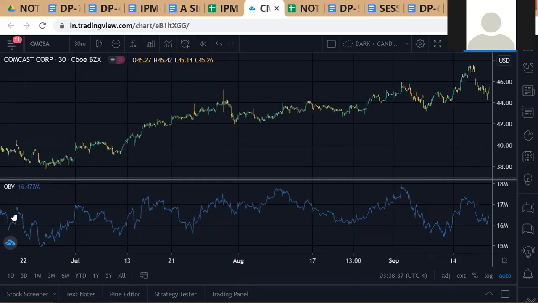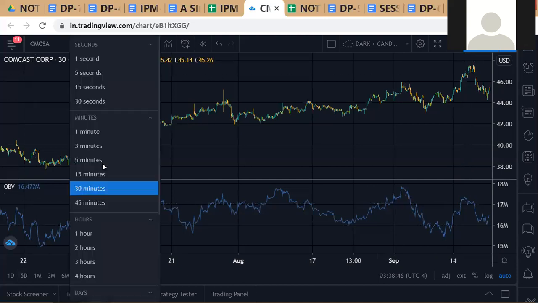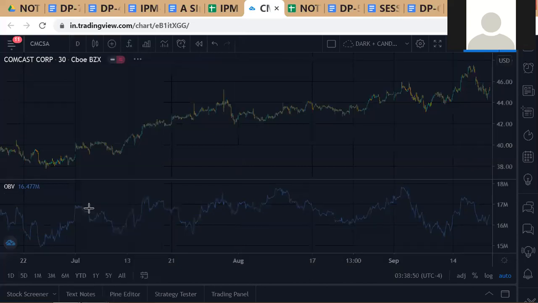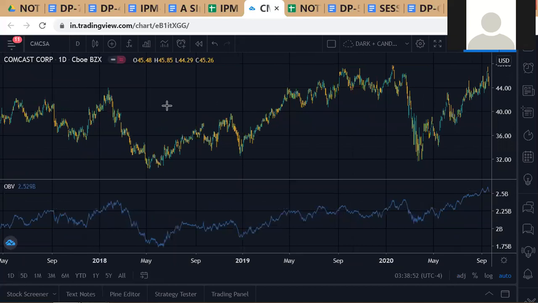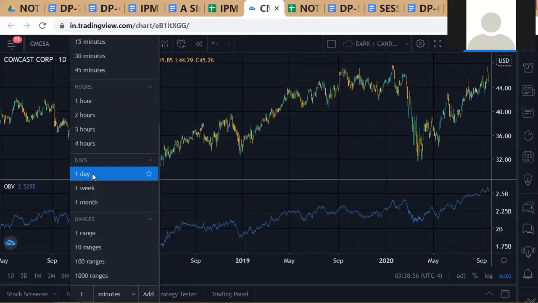So for volume, I would suggest you use on balance volume, and always make sure when using volume data, always use daily charts, because I'm not sure how they would distribute the data, because the data doesn't come out for 30 minutes. Always make sure you use daily charts. Your granularity should be 1 day, because the volume data comes out on a daily basis.